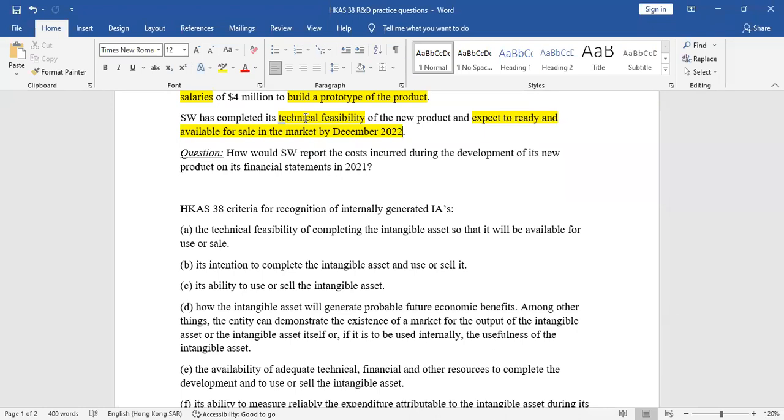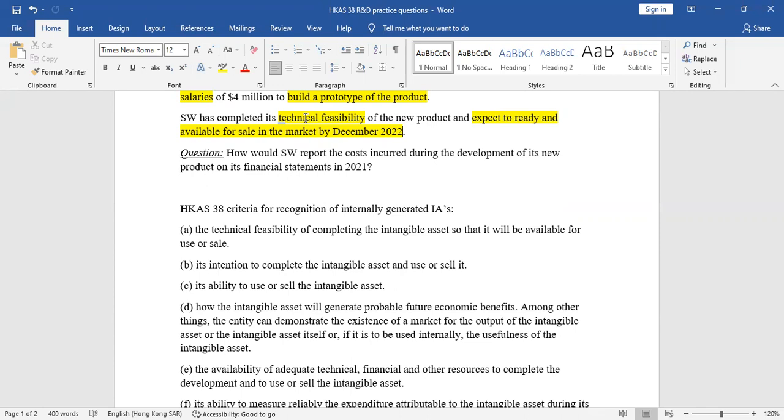It's not explicitly written, but it already implies that, right? So technical feasibility is there. The management intention to complete the intangible asset is right there, right? So it's going to be available for sale by December 2022. So that's right there. ABC is done.